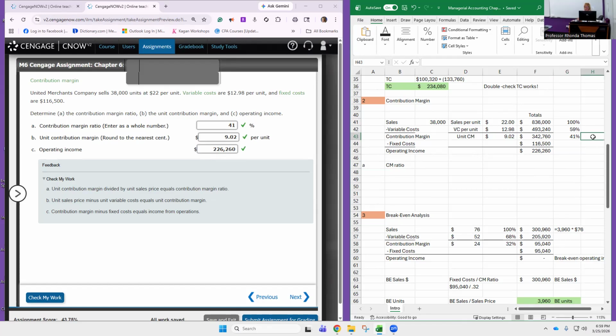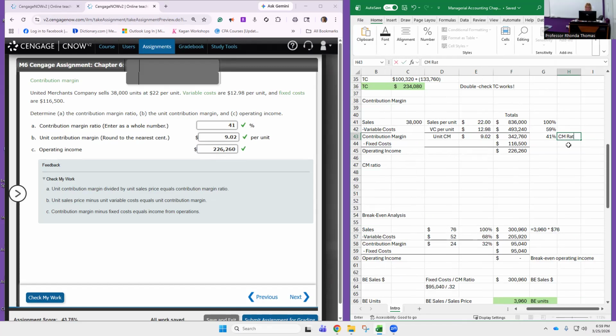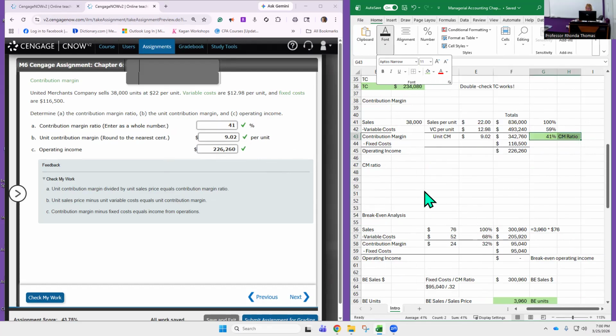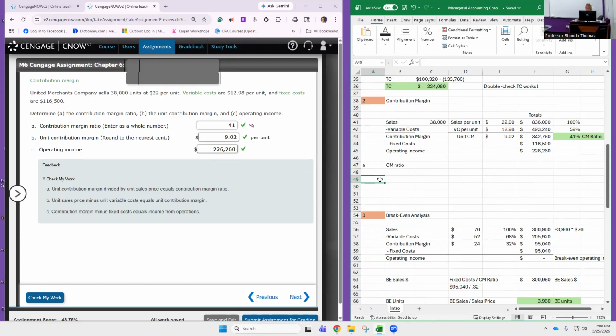This is your contribution margin ratio. When they ask for that, there it is. They said to do it in a whole number, so don't do any decimals with this. We're going to highlight this one. That explains that, and then this is the unit contribution margin.